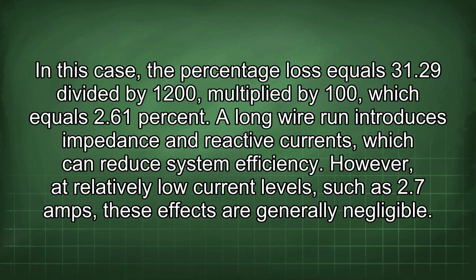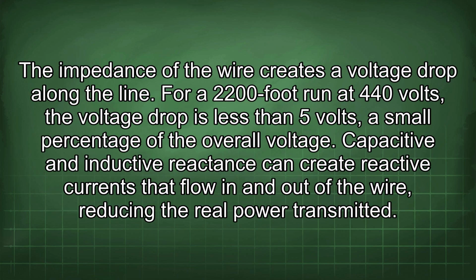A long wire run introduces impedance and reactive currents, which can reduce system efficiency. However, at relatively low current levels, such as 2.7 amps, these effects are generally negligible. The impedance of the wire creates a voltage drop along the line.